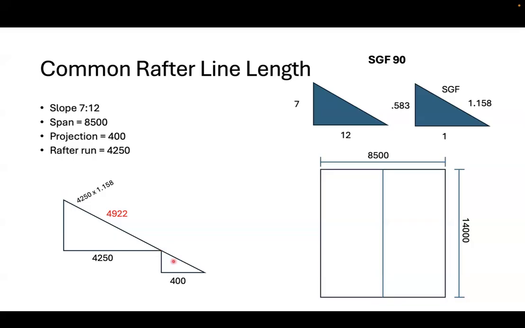And we do the same for the tail. 400 times our SGF of 1.158 gets us 463. Now, for layout purposes and to find the total common rafter line length, we want to add those together as well. So that will be the total length of our rafter.